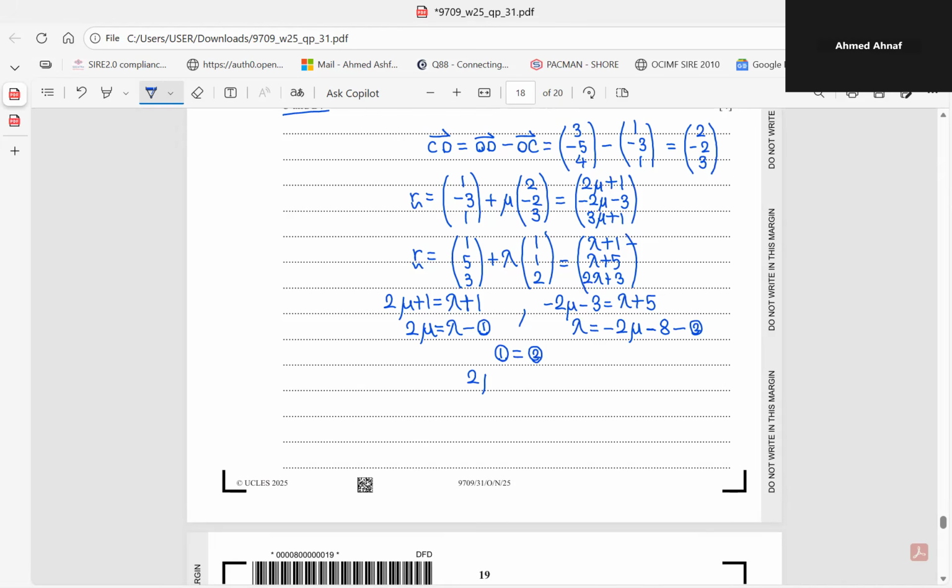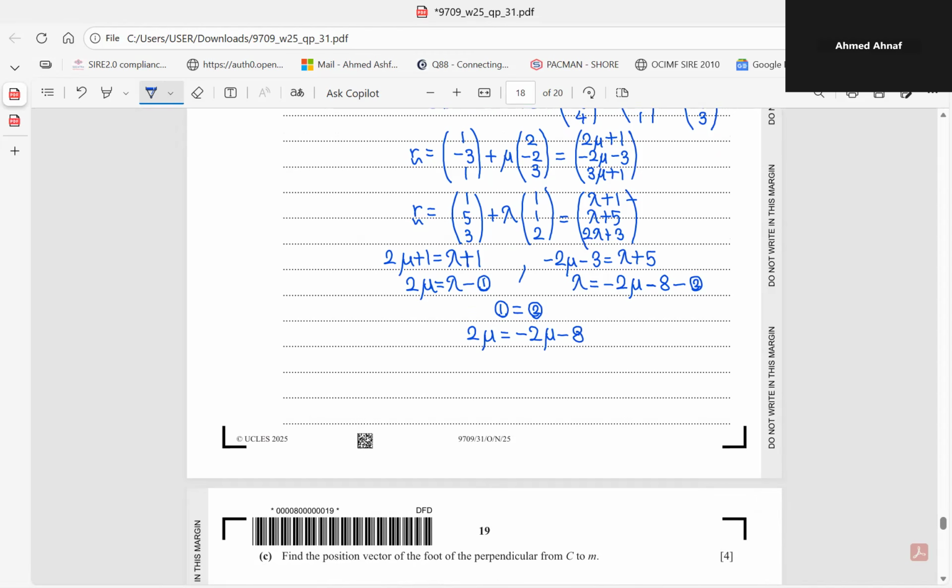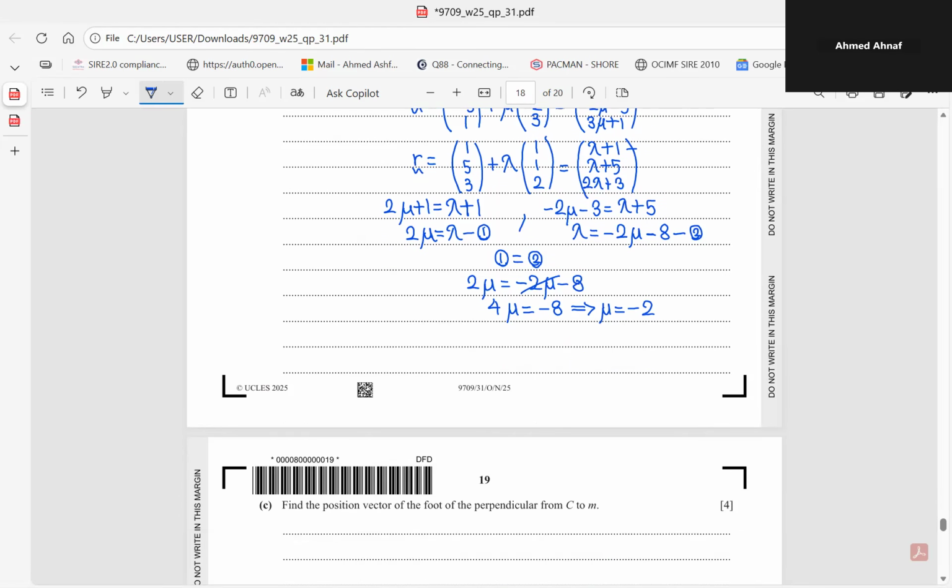So 2 mu equals minus 2 mu minus 8. So we can add 2 mu on both sides to get rid of this. So 2 mu plus 2 mu is 4 mu equals minus 8. And then mu is minus 2. And then lambda would be 2 times mu. So 2 times minus 2 is minus 4.